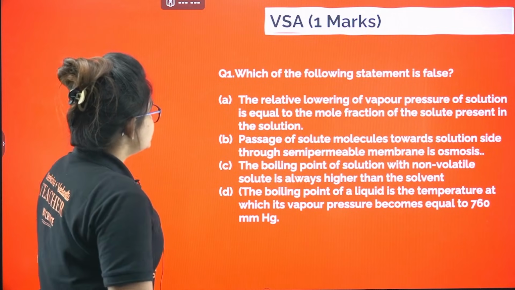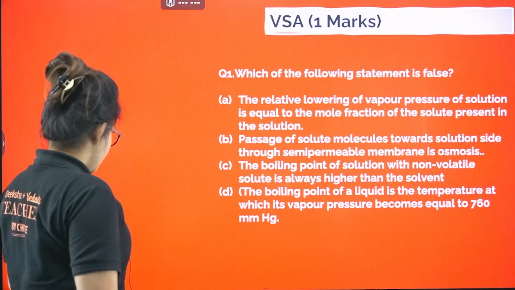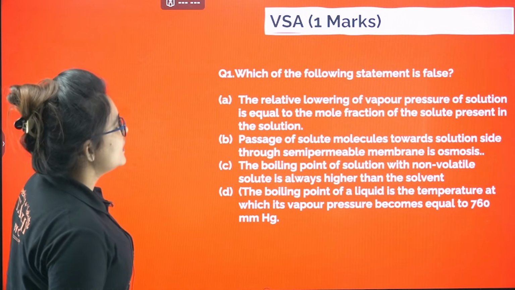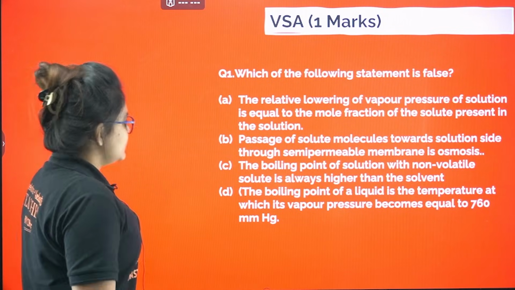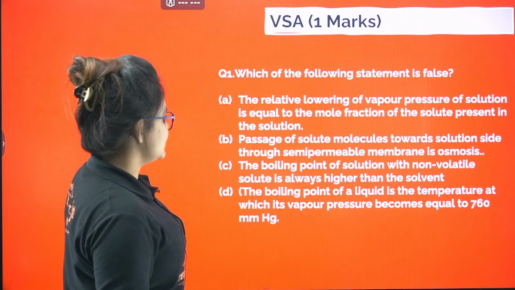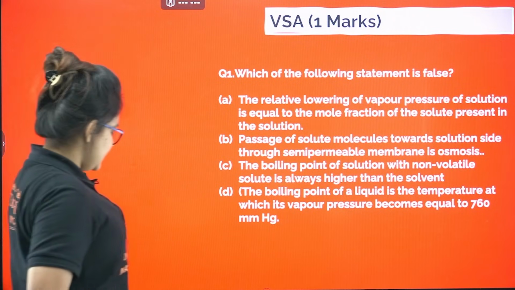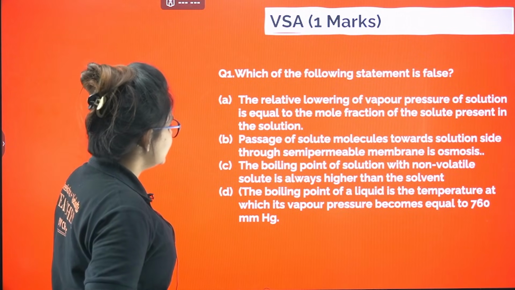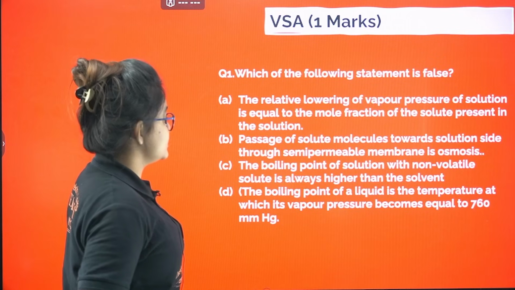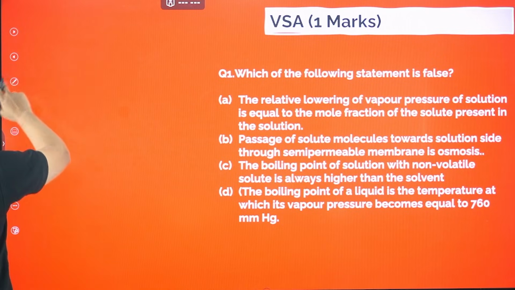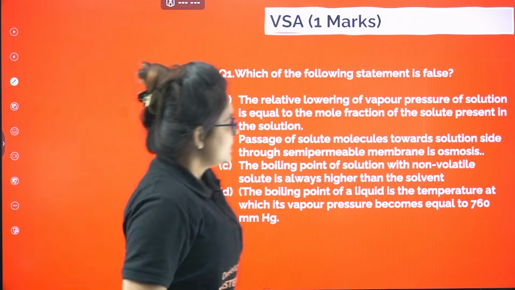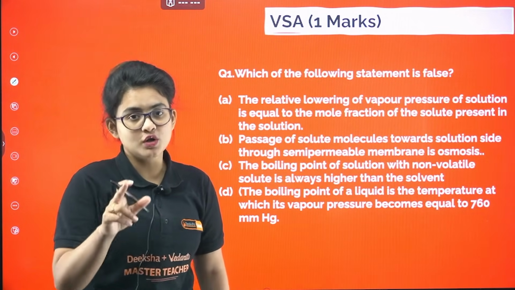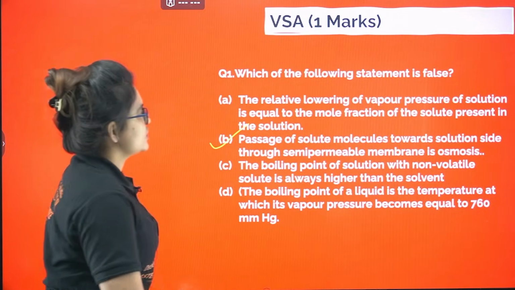Here you can see: which of the following statements is false? The relative lowering of vapor pressure of solution is equal to the mole fraction of the solute present in the solution. So definitely that's going to be correct. Next, passage of solute molecules towards the solution side through a semi-permeable membrane is osmosis. That's going to be the wrong one, because we know what osmosis is. Osmosis is basically passage of the solvent molecule, not the solute molecule. So that's going to be the false option.